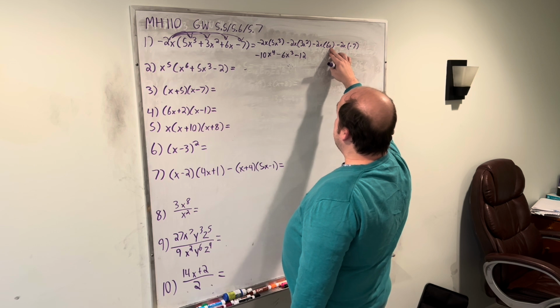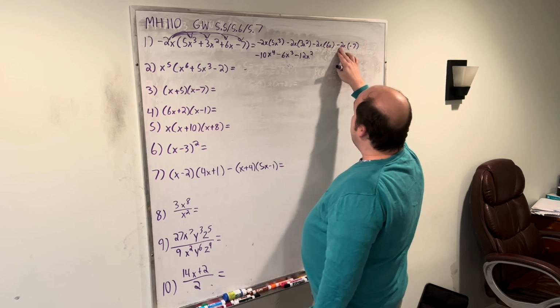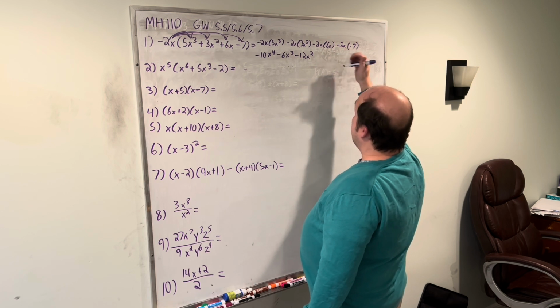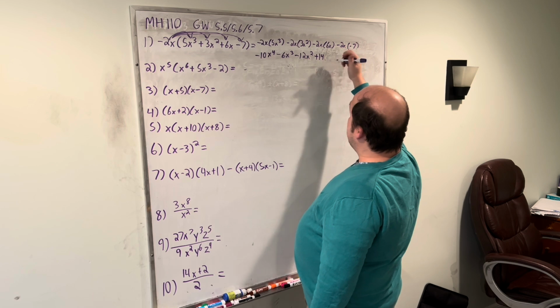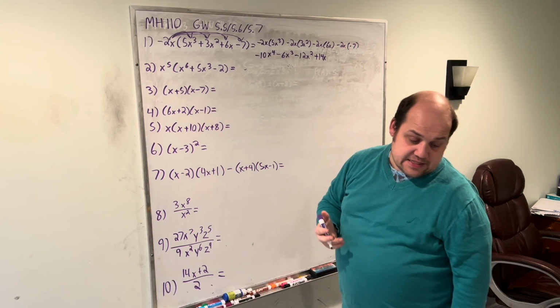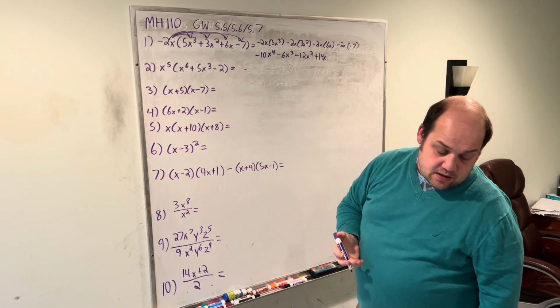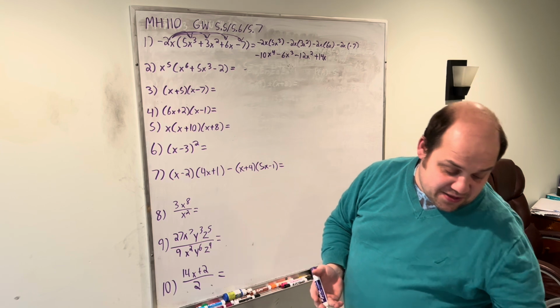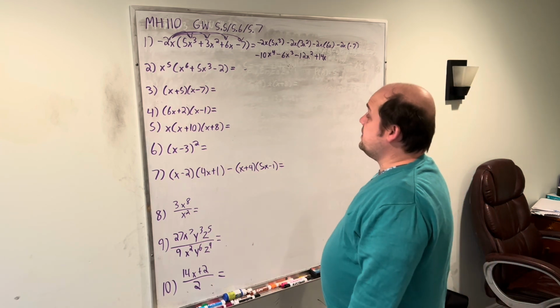X to the first times x to the first is 1 plus 1, or x to the second. Finally, negative 2 times negative 7 gives me positive 14. There's no x here, so it's just x to the first power that comes from that. So my final answer is negative 10x to the fourth, negative 6x to the third, negative 12x squared, plus 14x.